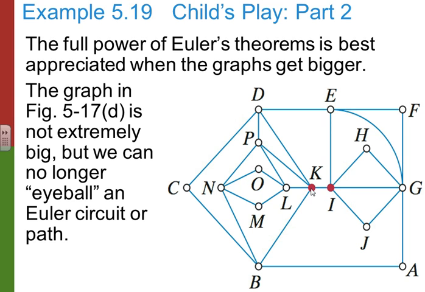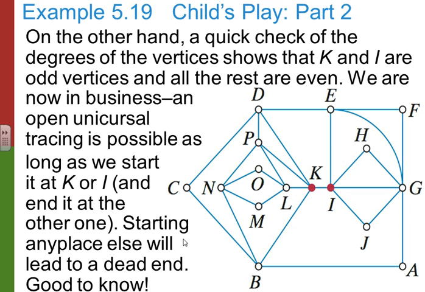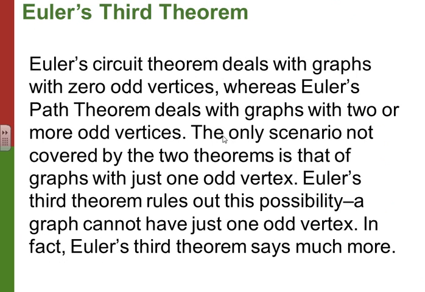If I start at K, I have to go to the left because I have to end up coming into I. So that wasn't that bad, I don't think. On the other hand, we can quickly check that two vertices are odd and all the rest are even. Okay, so we already did that.